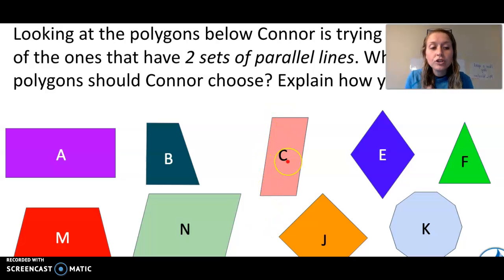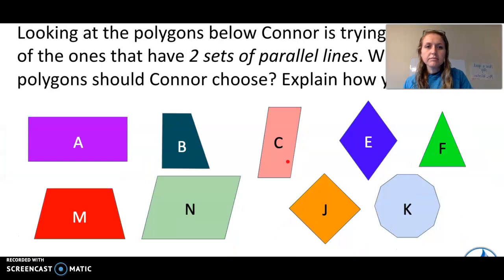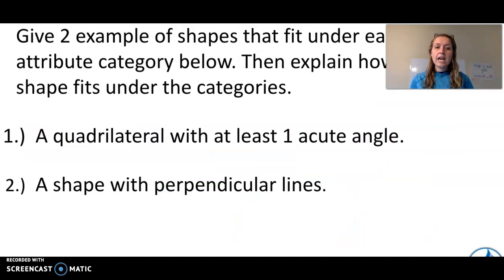C, so your job is to go through to see which ones have two sets of parallel lines. Which of these polygons only have one set of parallel lines? So now you'll do that same thing that we just did, but you'll go through it to find which ones only have one set of parallel lines. And then give two examples of shapes that fit under each attribute category below. An attribute is just like a characteristic, something that the shape has that tells you what it is.